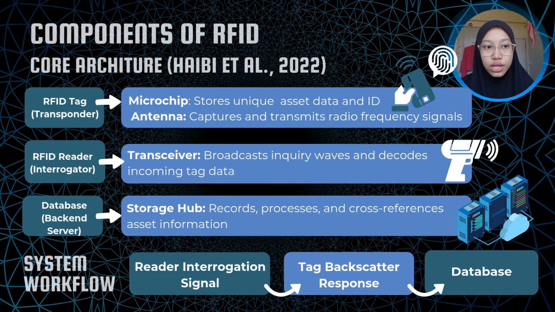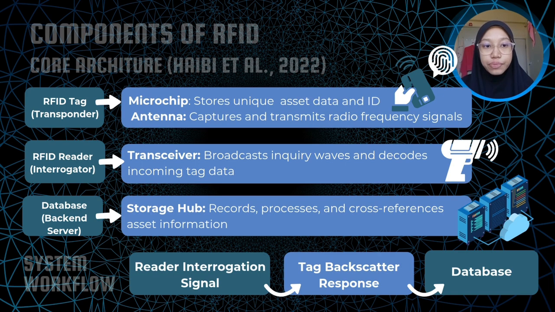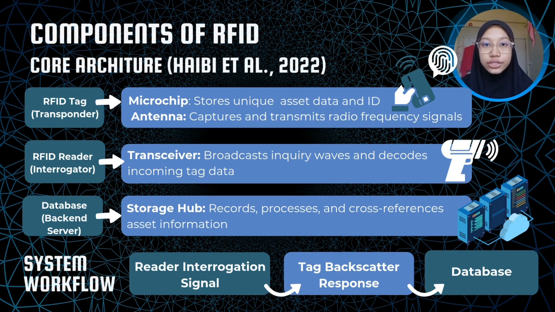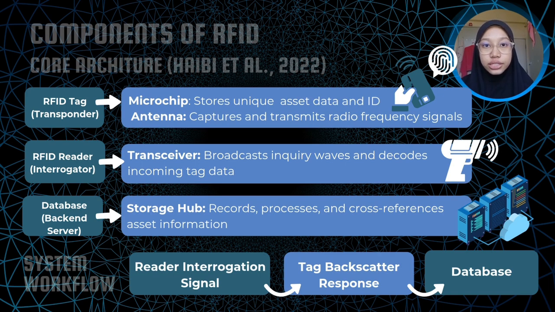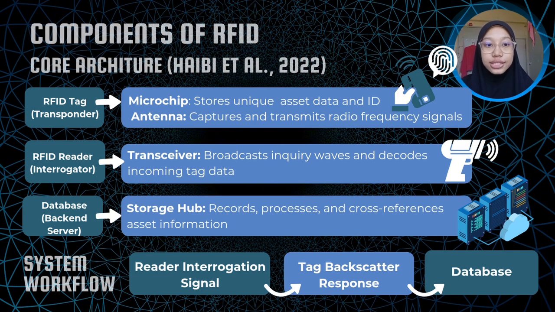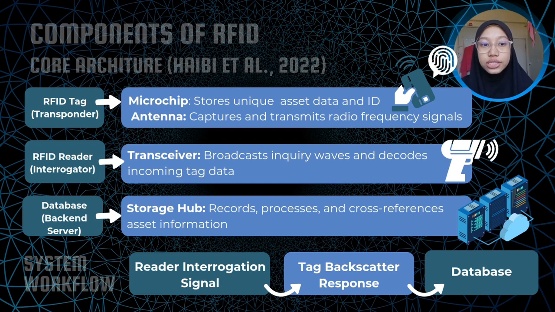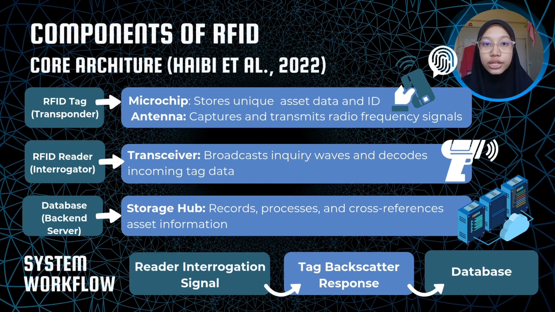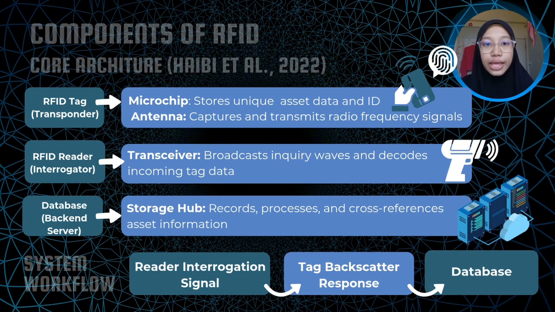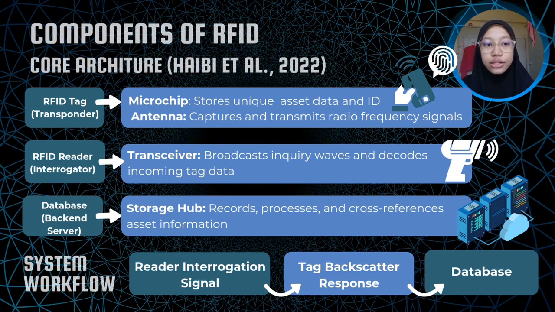So how does it work? If you look at the system diagram on the slide, the workflow is seamless. One, the reader sends an interrogation signal via radio waves. Two, the tag enters the zone, catches the signal, and sends back a modulated backscatter signal containing its ID. And three, the reader converts this into digital data and pushes it into the database. This entire loop happens wirelessly, automatically, and in milliseconds.